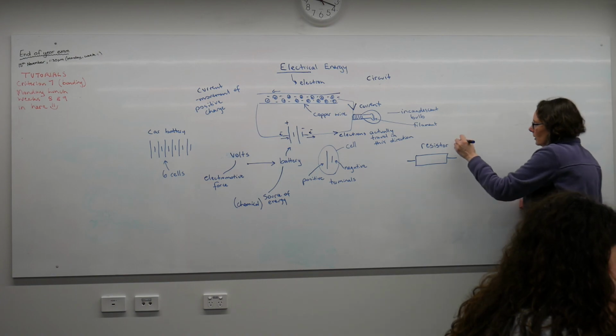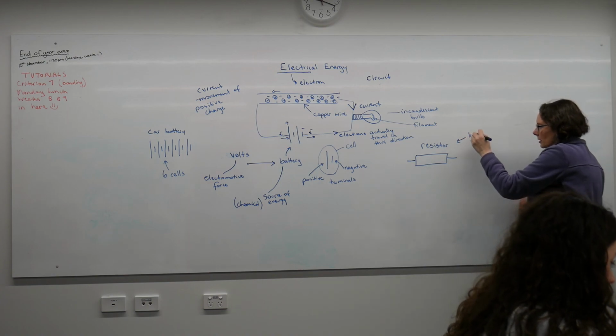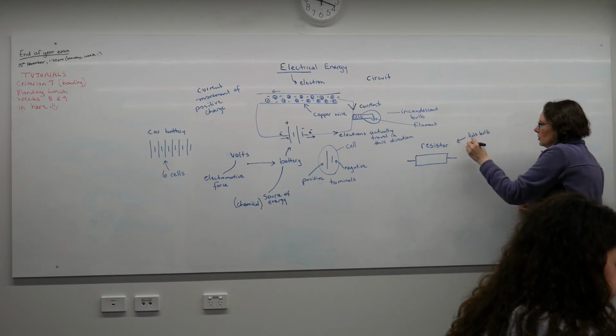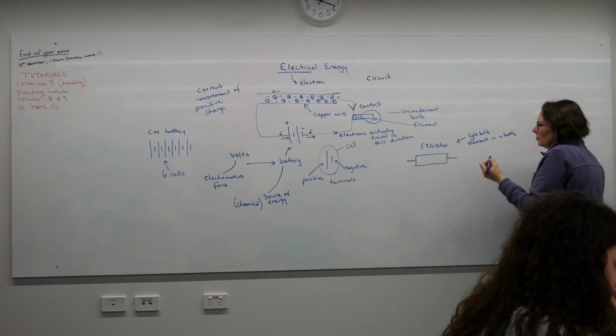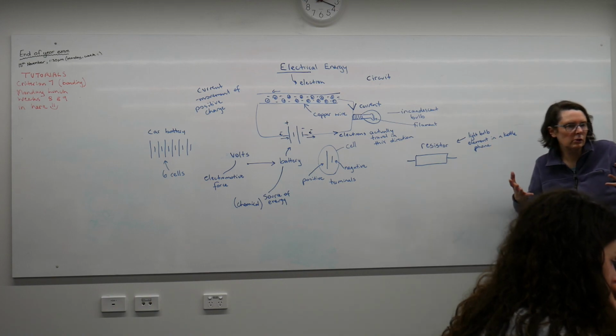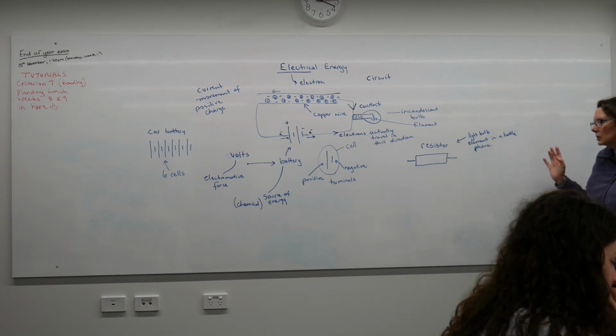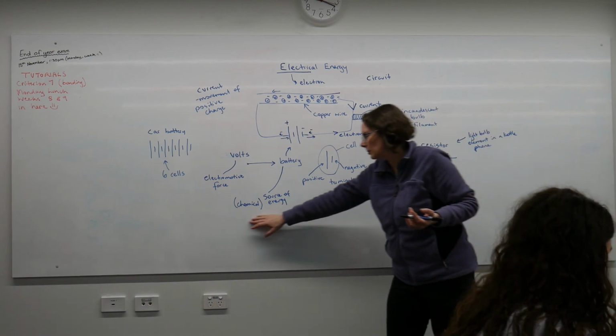Whatever the resistor might be, it could be a light bulb, could be an element in a kettle. It could be your phone, whatever, those sorts of things. Where is this chemical energy being converted?